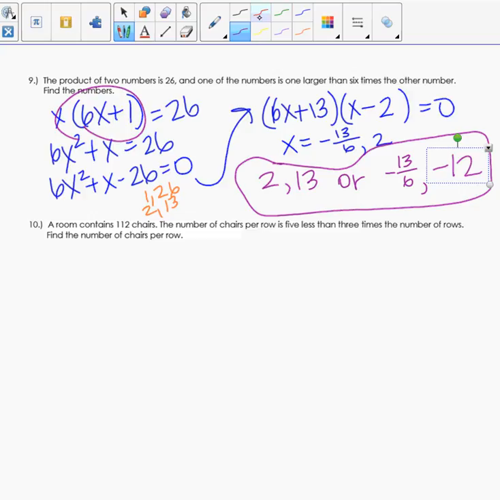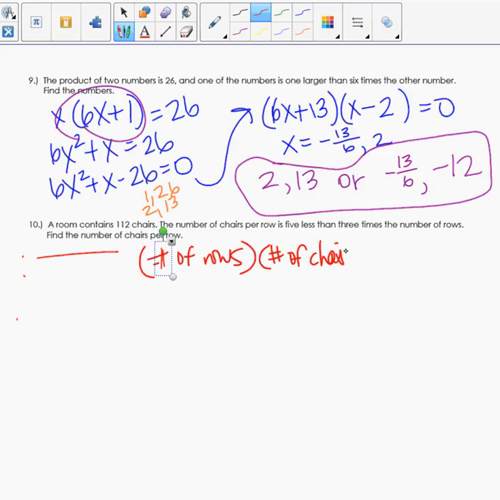All right, last but not least, a room contains 112 chairs. The number of chairs per row is 5 less than 3 times the number of rows. Find the number of chairs per row. All right, so think about, if you're trying to figure out how many chairs a room has, you take the number of chairs in one row times however many rows you have. And we know if we take the number of rows times the number of chairs in each row, then that should get me 112 because that's the total chairs.